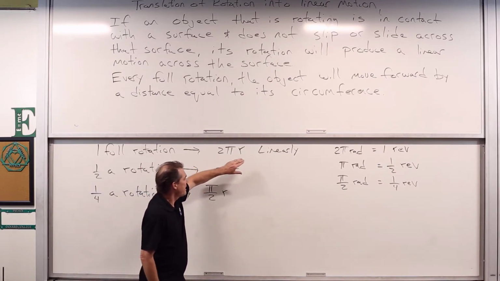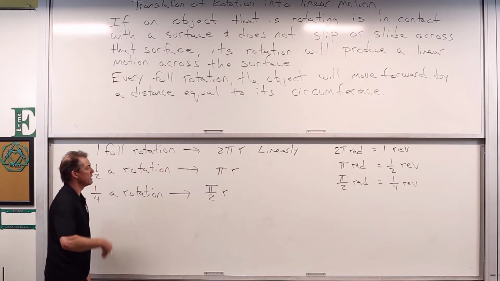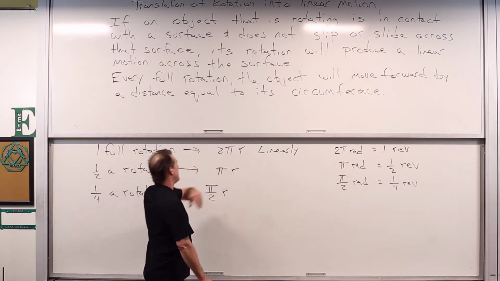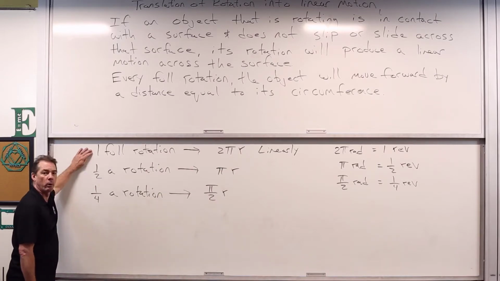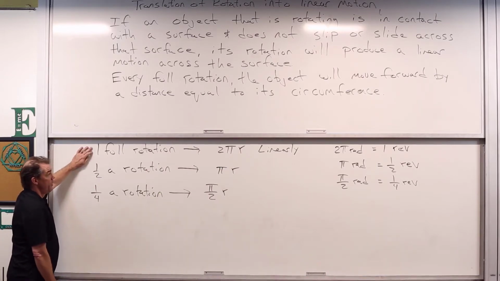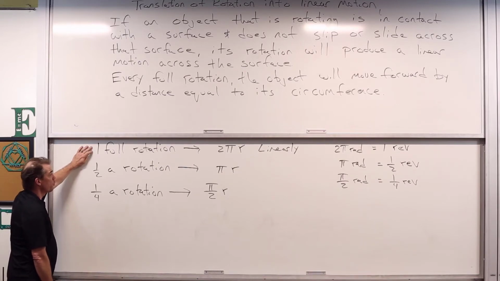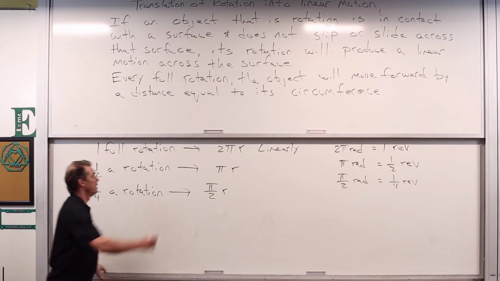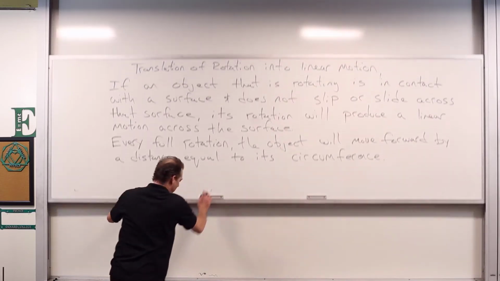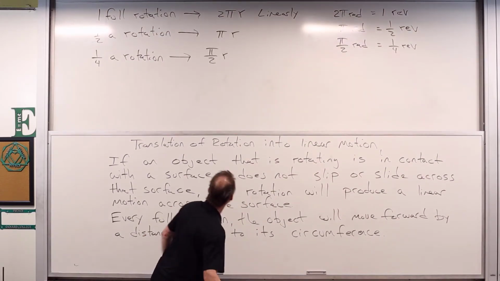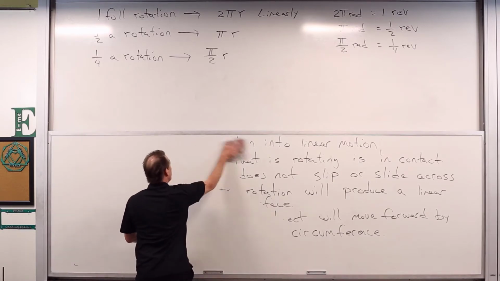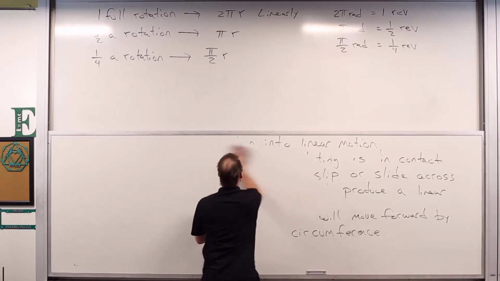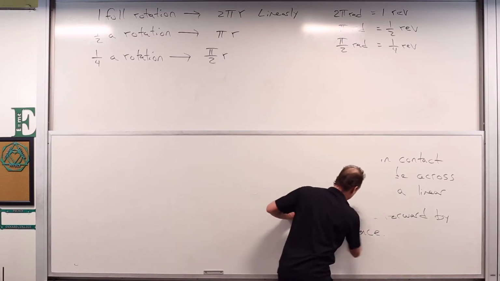2 pi radians times the radius is how much an object will move forward undergoing one full rotation. So what happens if we just want to start talking about any amount of a rotation? Well, we can consider sectors of a circle. And this will answer a couple questions for us.